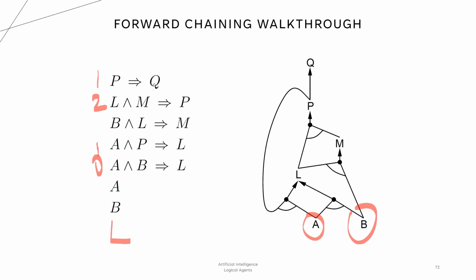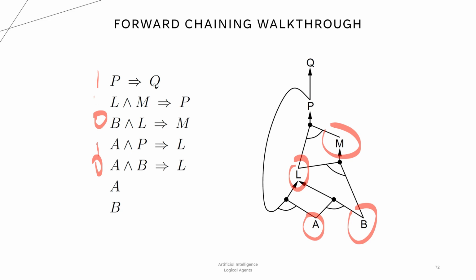So now we process L. And okay, let's see, what else do we have? B and L implies M, so we drop that counter. That drops to 0, which means that M is true, so we add that to the queue. And we have L and M implies P. Drop that to 1. Then we process M, pop it from the queue, and we see L and M implies P. Drop that to 0. Then we add P to the queue.